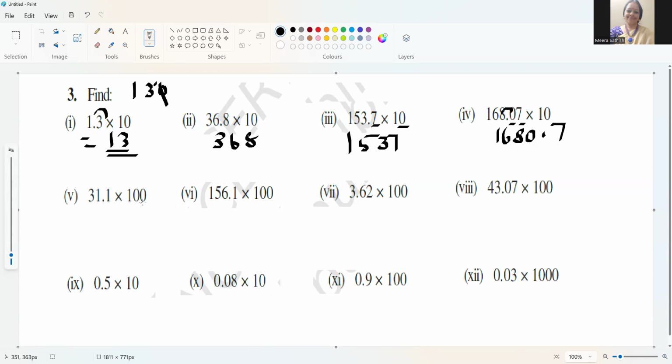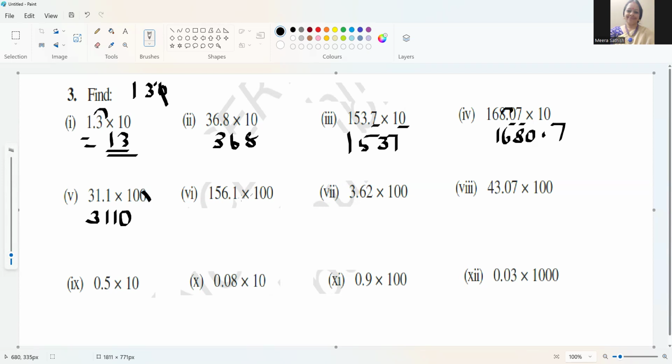31.1 into 100. One decimal will cancel one 0, and the decimal also cancels, but this has become 311. Now one 0 extra is there, no? So that extra 0 you put here. That's it.